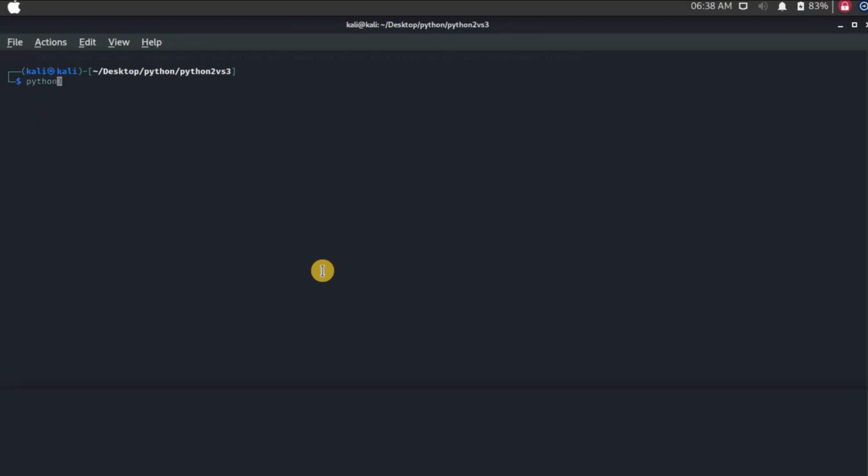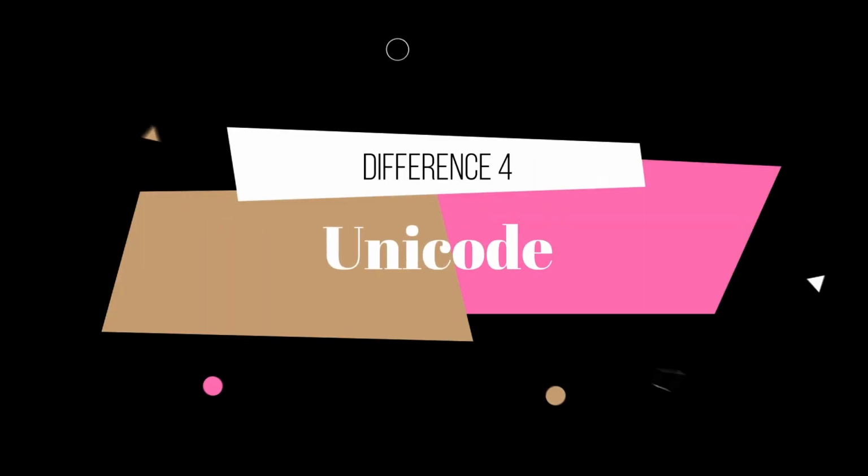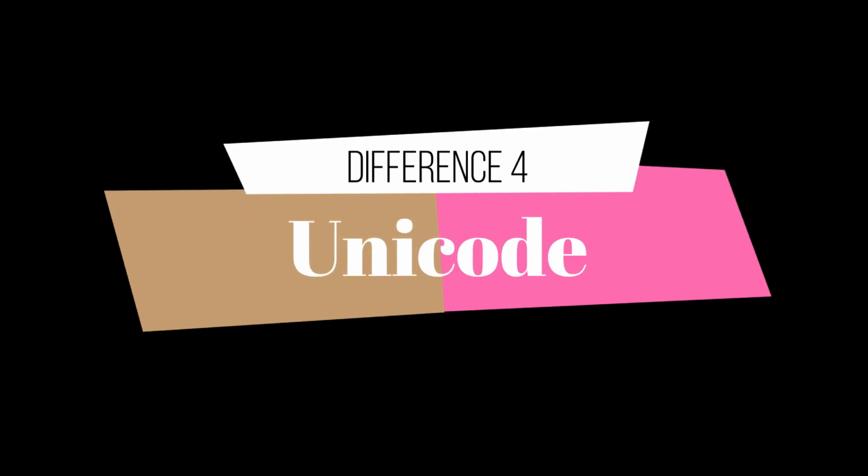You can also get Python 2-like division output in Python 3 by using double slash instead of single slash. Next, let's talk about Unicode in Python 3.